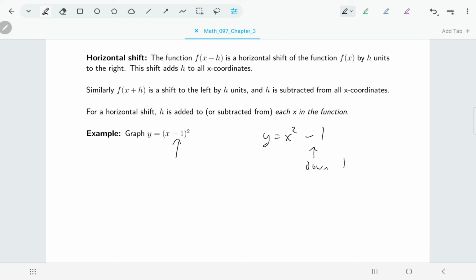And that would mean we'd be shifting not down 1, not to the left 1, but rather we're shifting to the right by 1. The minus 1 means we're going to be adding 1 to all of our x values.